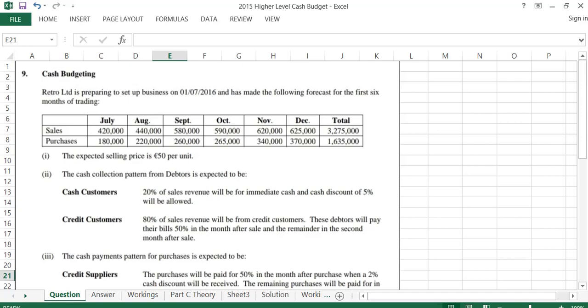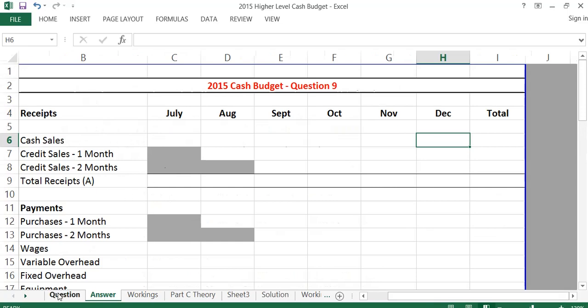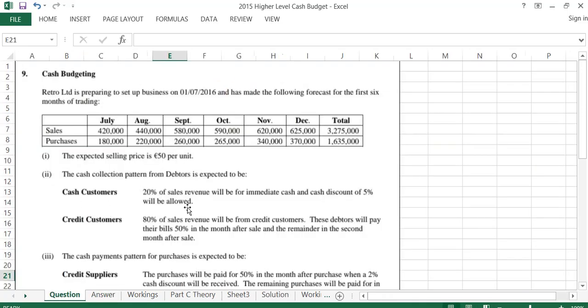Hi, today we're going to have a look at the 2015 higher level cash budget. The first thing we have to do in the cash budget is our receipts here. So to do that, we're going to look at part 2 of the question.